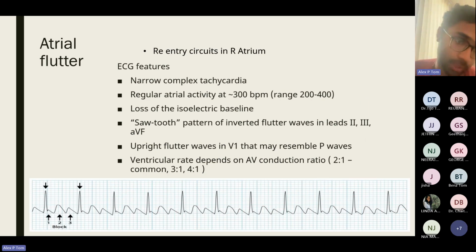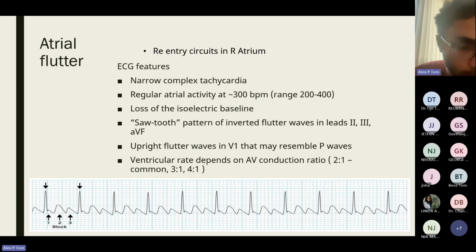Next important thing is atrial flutter. This is basically caused by reentry circuits in the right atrium. When you think about atrial flutter, the most important thing that you look for on the ECG is the sawtooth appearance. The atria are contracting at their own rate, so you see multiple atrial contractions seen as the sawtooth appearance.